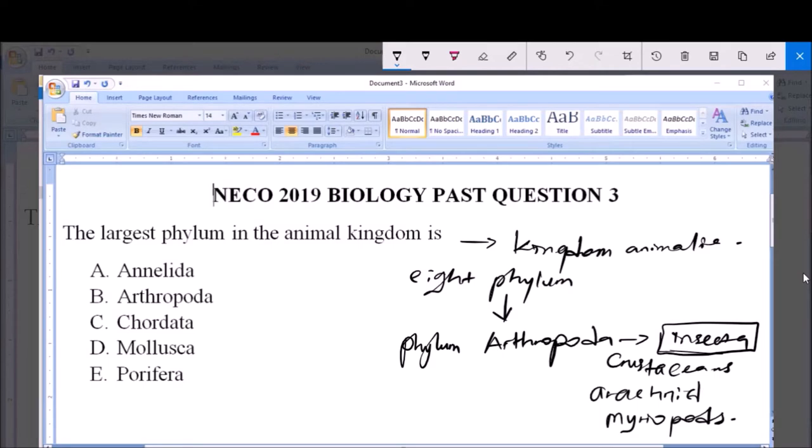And that is why option B is correct, because option B says Arthropoda. So phylum Arthropoda is the largest phylum in the animal kingdom. It is larger than any other phylum. It is even larger than the phylum Chordata, which is made up of vertebrate animals, that is animals with backbone. So it is actually the largest phylum in the animal kingdom.